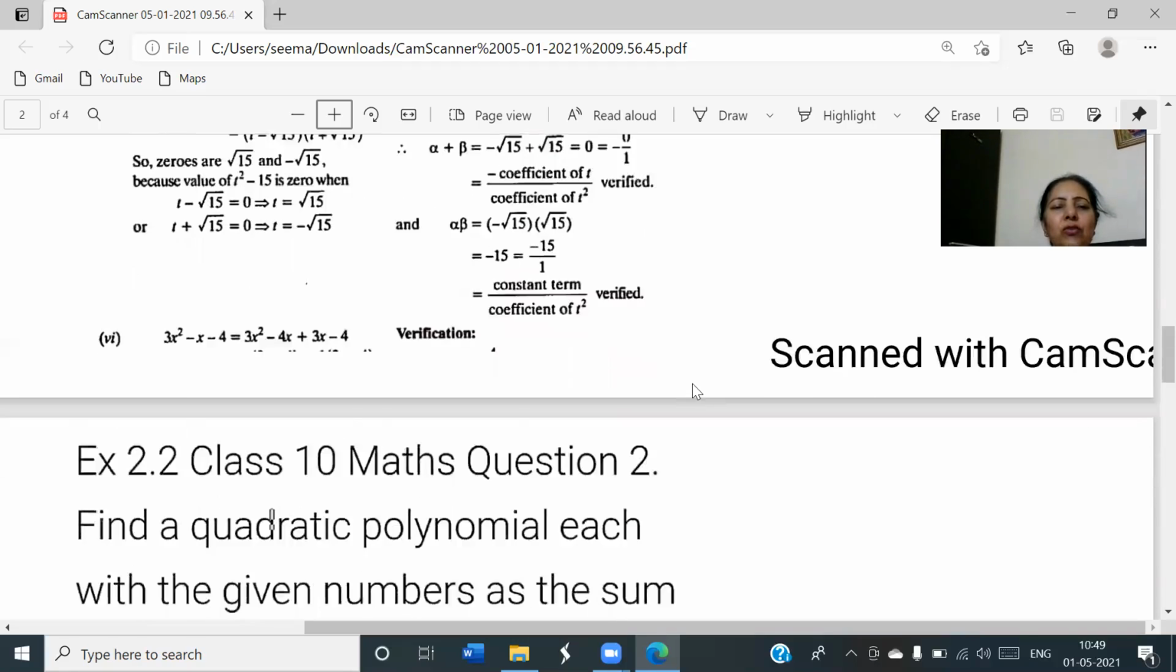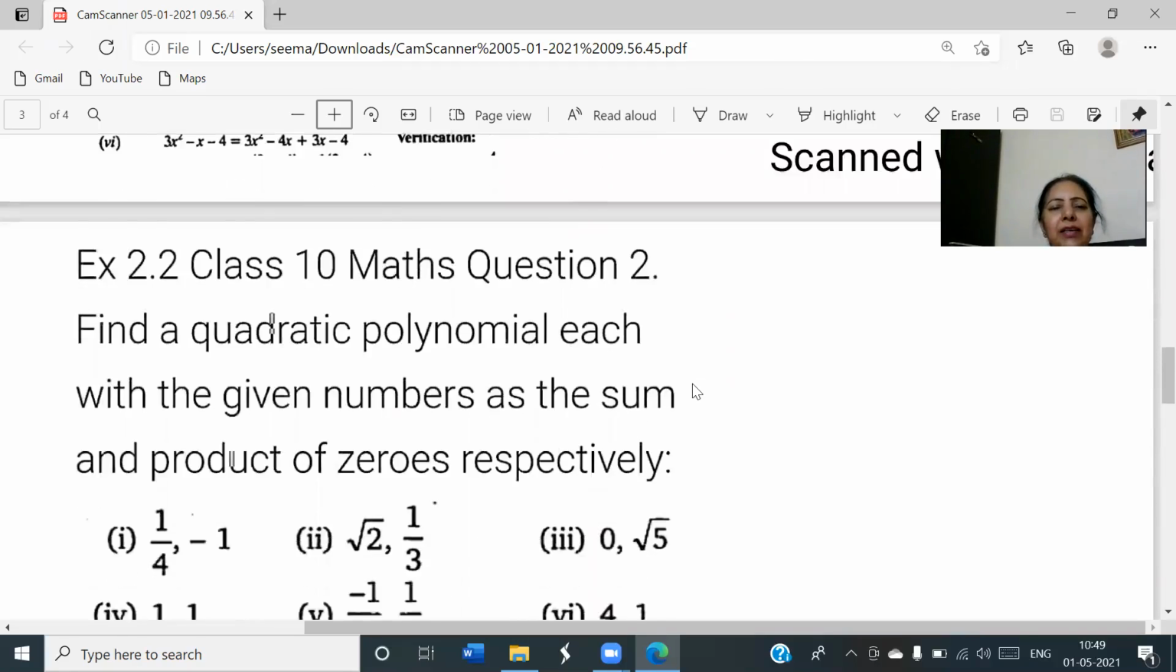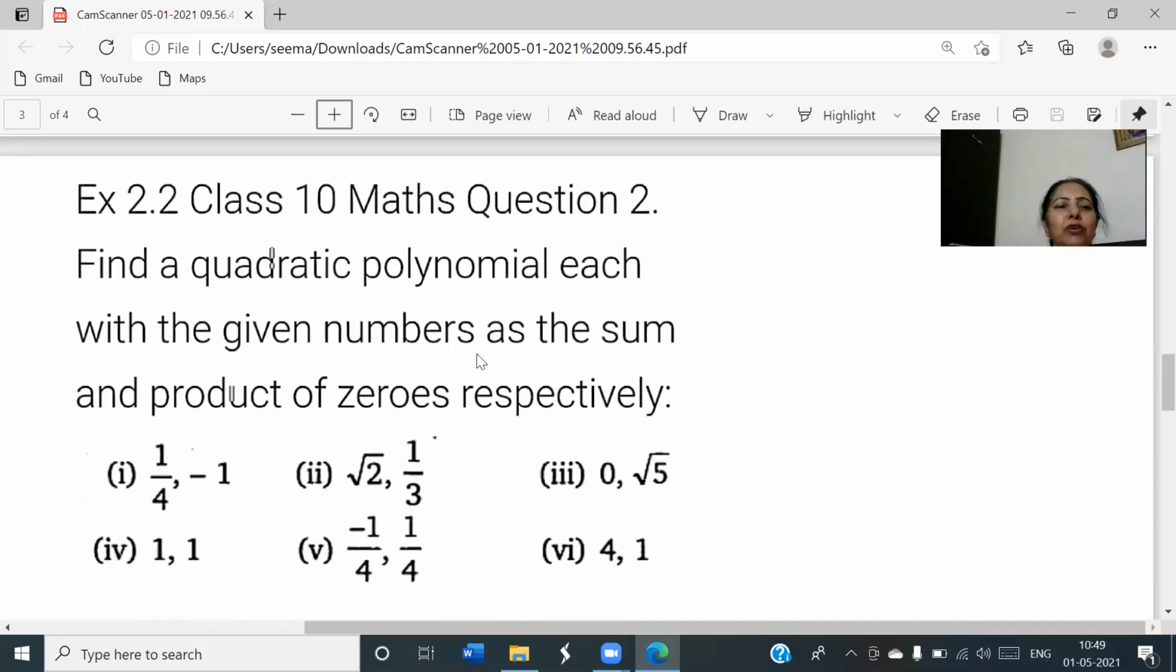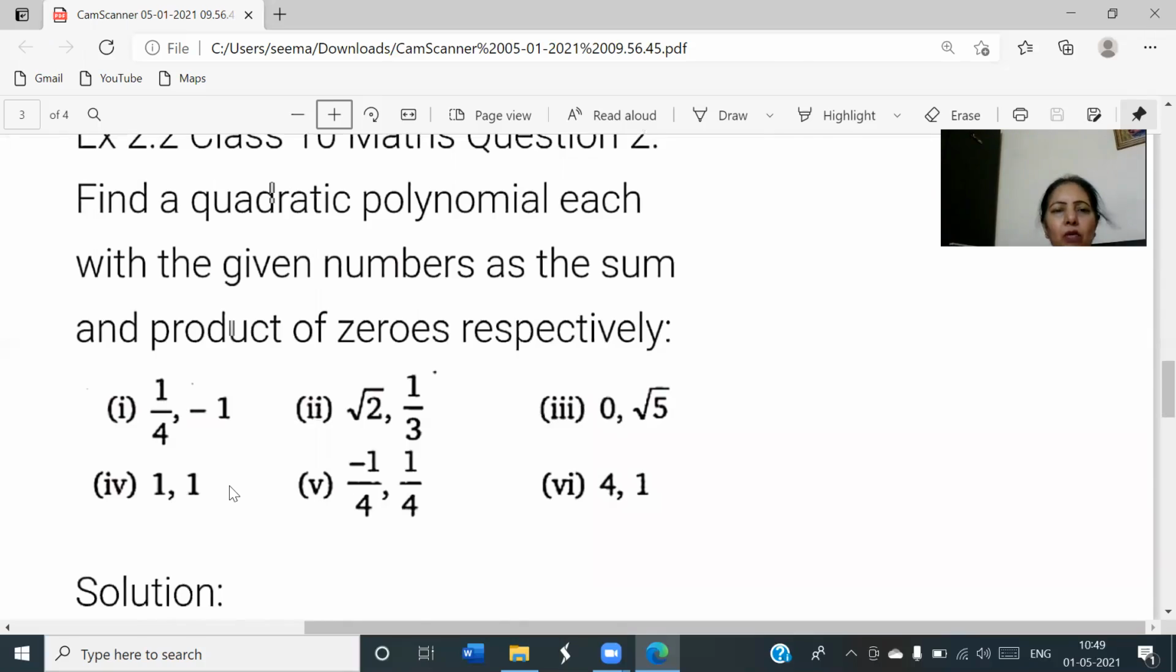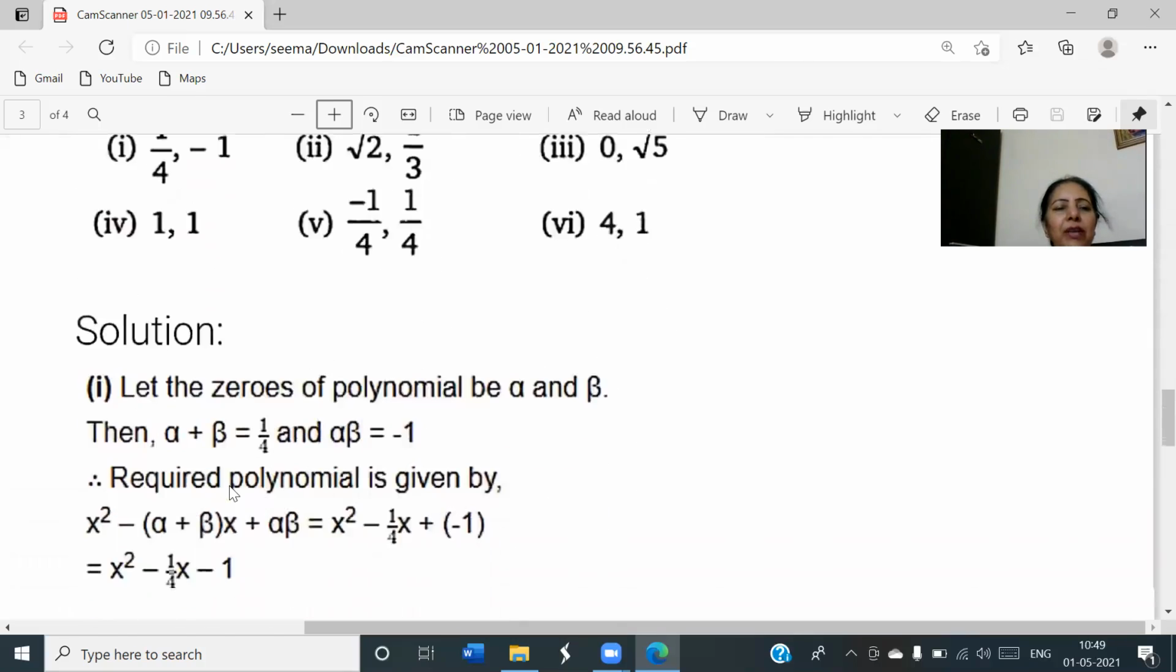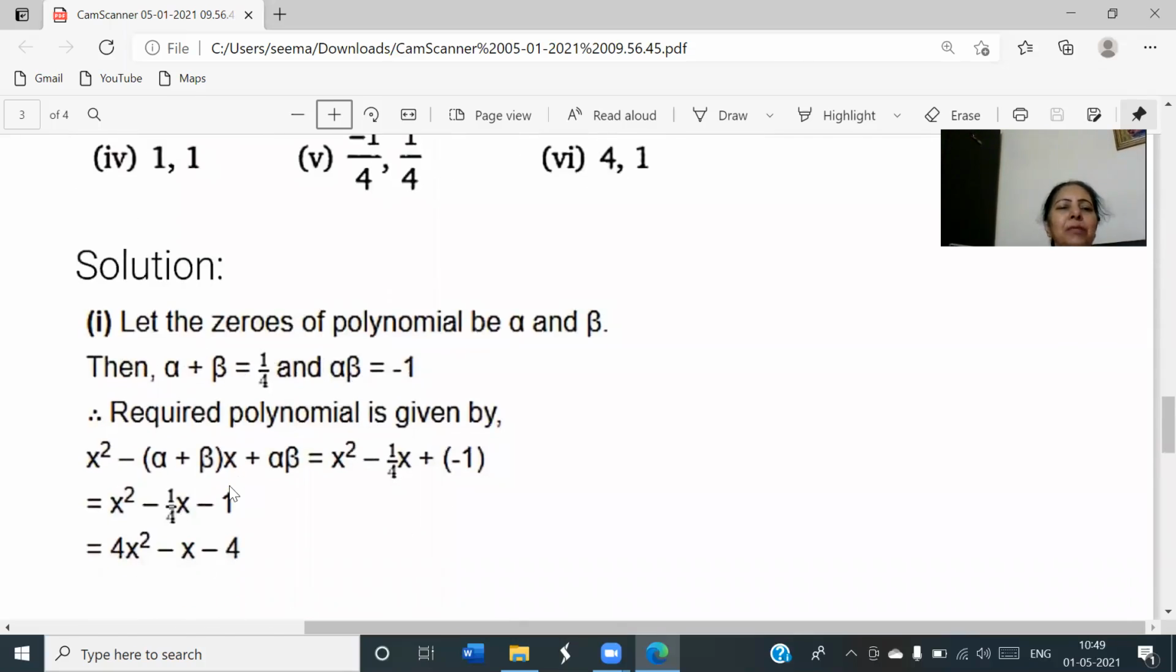Now let's discuss the second question of the same exercise, in which we have to make a quadratic polynomial in which sum and product of zeros are given. Means in the first part you can see 1 by 4 is sum of zeros, and in the second, minus 1 is product of zeros. Means sum and product of zeros are given to us, and we have to make the quadratic polynomial. And how to make them? Let's see what is the method.